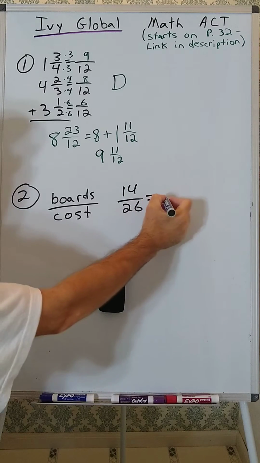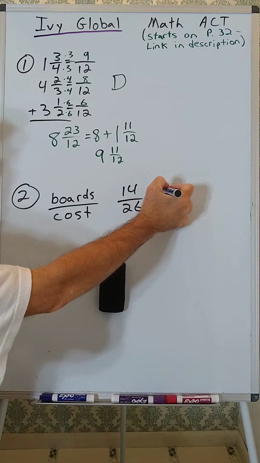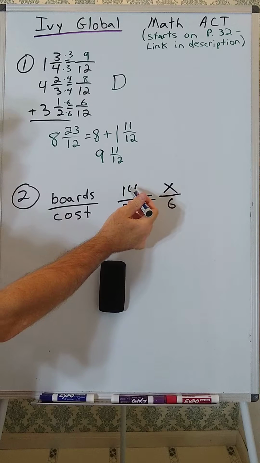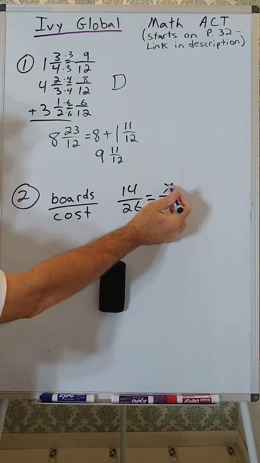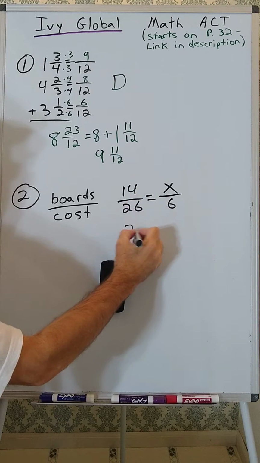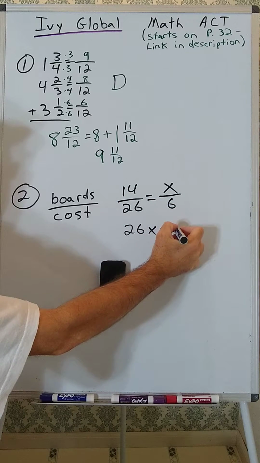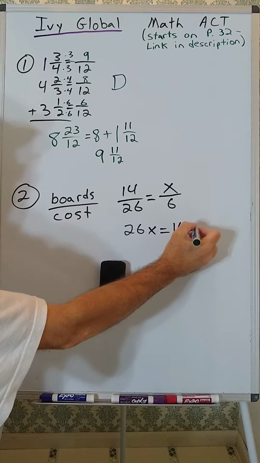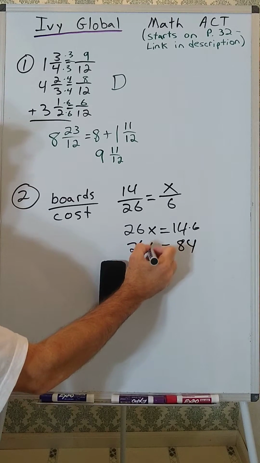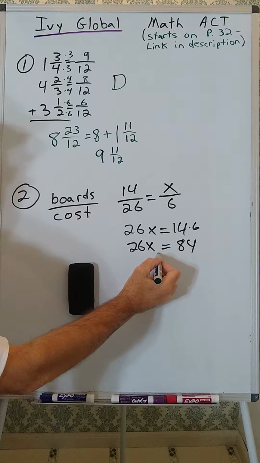Well, $6 is the cost. It must go in the denominator. I want to know how many, so I'm going to use a variable here, say x. This is a proportion, and in a proportion, the product of the means equals the product of the extremes. So 26 times x, or 26x, equals 14 times 6, which is 84. So 26 times x equals 84. To solve this, I use the inverse operation.